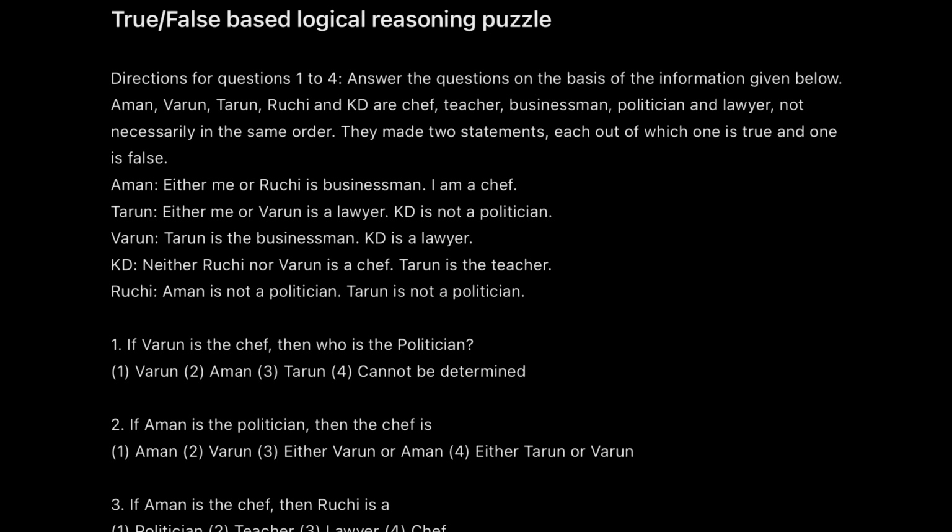This is a very commonly asked logical puzzle, quite a confusing one, where one of the statements given by a particular person is true and one is false. Here we are considering the statements by 5 different people: Aman, Varun, Tarun, Ruchi and KD, and different professions are given, not necessarily in the same order. The only thing we need to focus on is that two statements are given for each person, and we have to make sure that one is true and one is false. Based on this, we can classify it into various categories or cases.